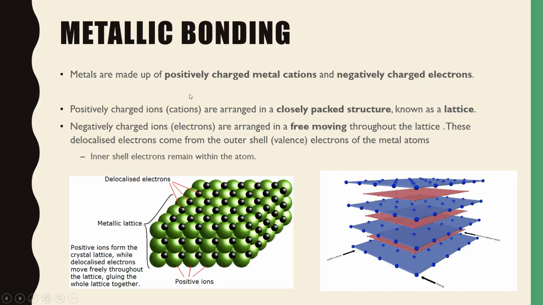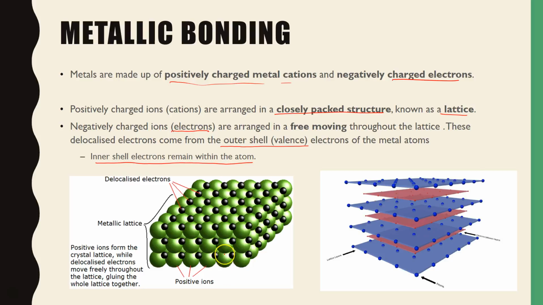This is just another image showing you how metals are made up of positively charged metal cations and negatively charged electrons in the delocalized sea of electrons. Positively charged cations are closely packed together, and that's called a lattice. When the negatively charged electrons are arranged, they're free moving through that lattice, and that free moving structure is based on the outer shell electrons. So the valence electrons will break off and move into the sea of electrons, whereas the inner shell electrons remain within the atom.